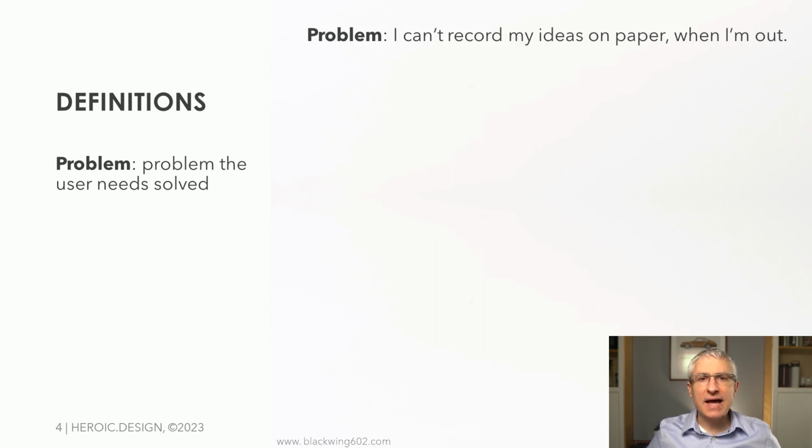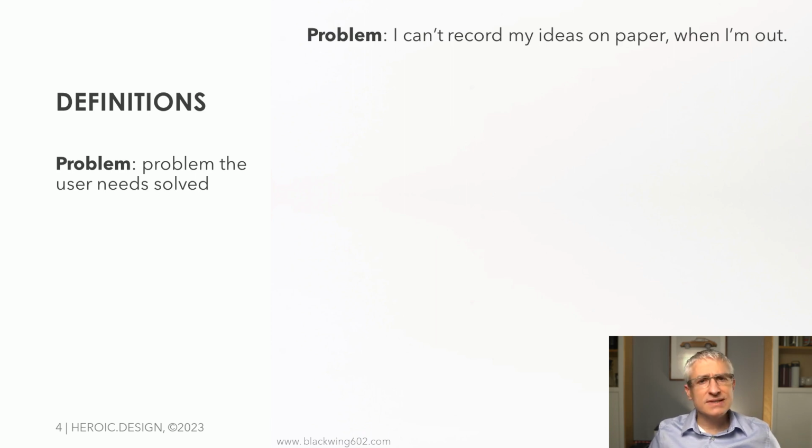These are just big categories that help us talk about different parts of the design process. The first is problem. This is simply the problem the user needs solved, the problem you have chosen to solve. The example is, I have no way to record my ideas on paper when I'm out away from home.